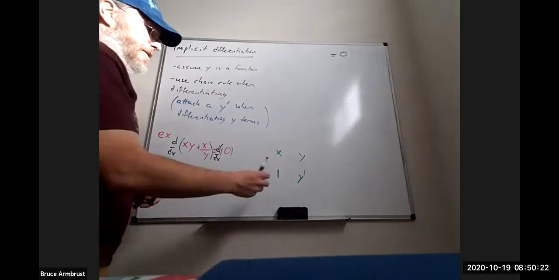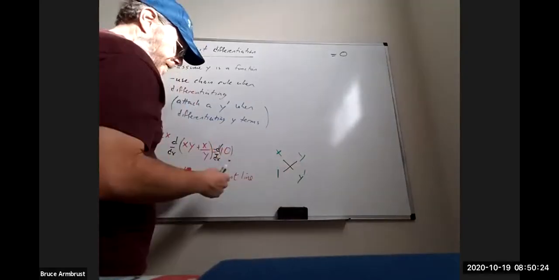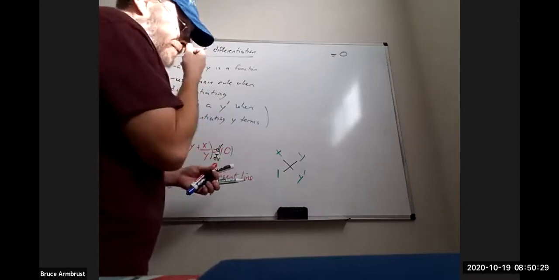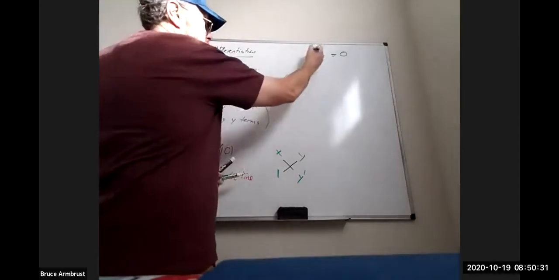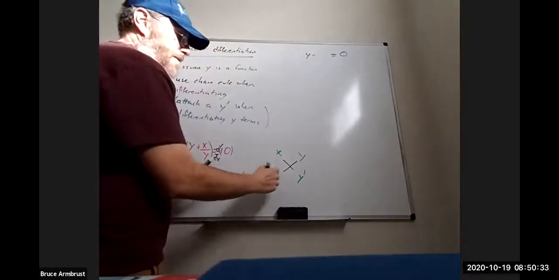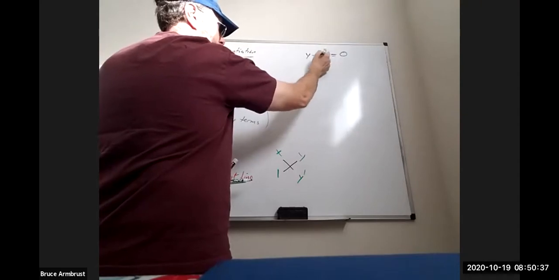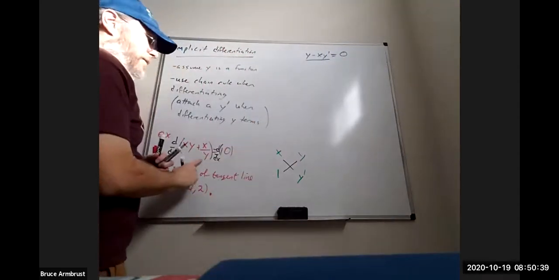Okay, so let's do the quotient rule on this. So we're going to get 1 times y, so y, minus x times y prime, divided by the bottom squared.